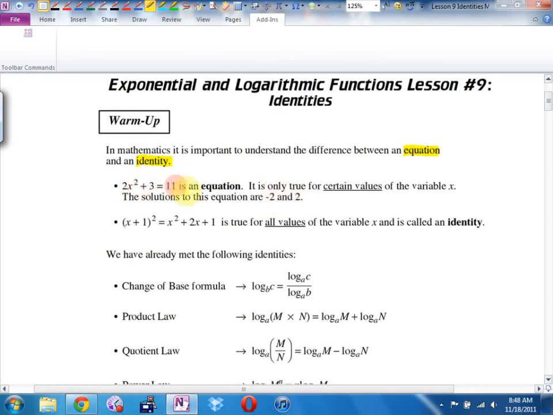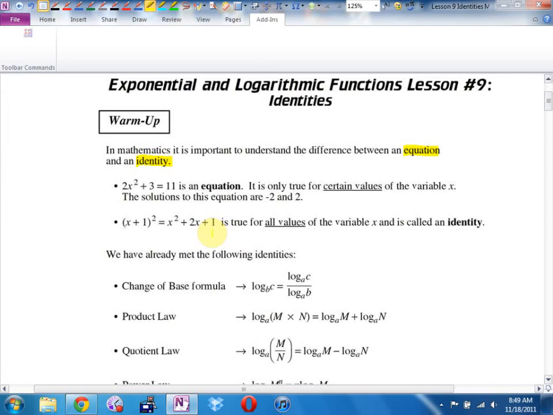This is an identity. There is an equal sign, there is stuff on either side, but this is true for an infinite number of x's. In fact, for any valid value of x, you put it in this side, you put it in this side, you'll get the same answer. An identity is essentially a true statement, not an equation, a statement that's true for not just multiple values, but all values of a variable x.